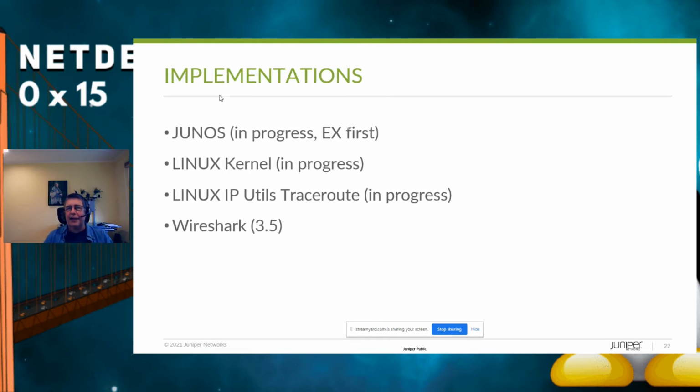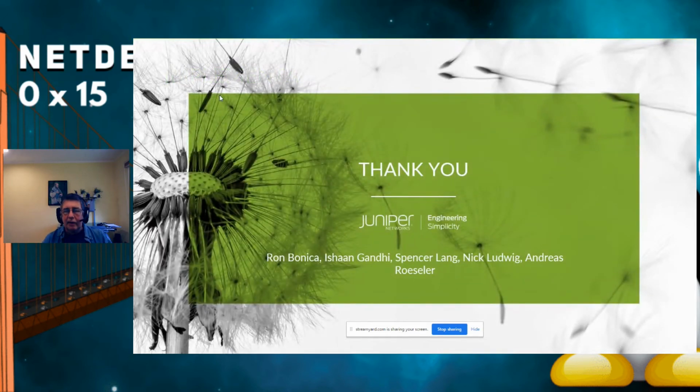Again, we have some implementations. There's a Junos implementation in progress, a Linux kernel implementation in progress, and IPutils Traceroute in progress. We do have it in Wireshark. When we say in progress, that means we have submitted the patches and are waiting for approval for them to be committed. With that, that's all we have, and we are open for questions.